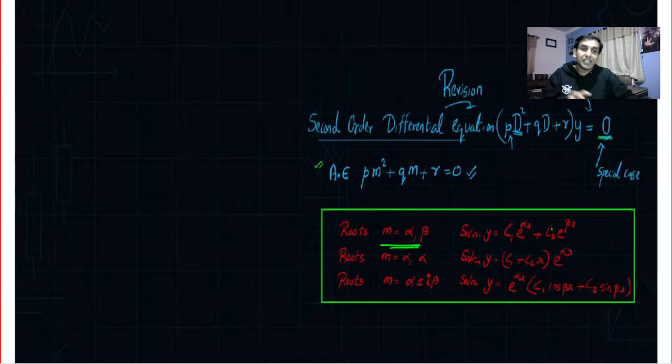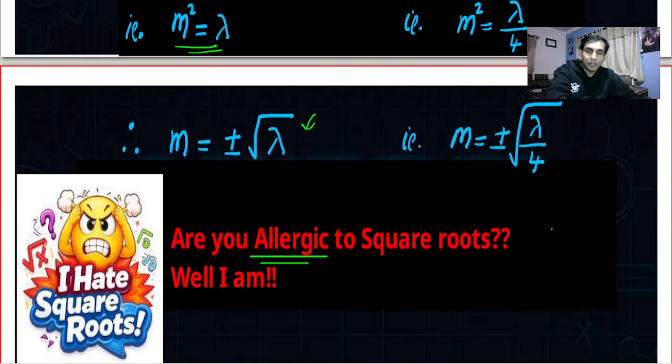If the roots are distinct and real, this will be the solution. That means our solution will be pure exponential. If the roots are equal, again our solution will be pure exponential multiplied by linear. And if the roots are complex, our solution will be exponential multiplied by trigonometry.